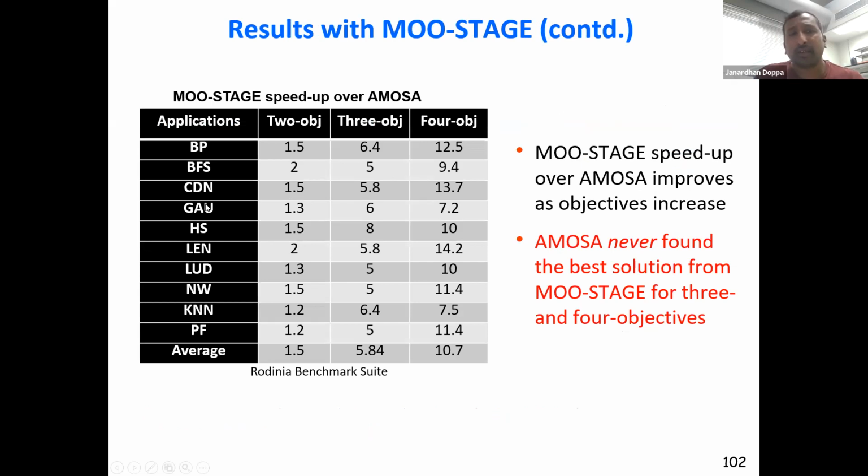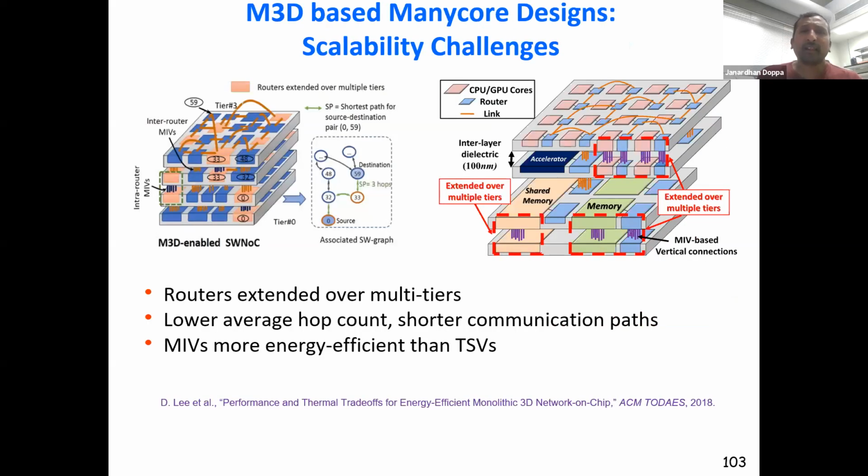And here, we are showing a bunch of applications for which we are trying to design the heterogeneous Manycore with 2 objectives, 3 objectives, and 4 objectives. And as you can see, as the number of objectives increases, the complexity of the problem increases, and the speed up factor for MoveStage grows. And the other thing is that even if you give a lot of time to Amosa, it never uncovers the kind of solutions that MoveStage produces, especially for 3 and 4 objectives and potentially for large design spaces like monolithic 3D.